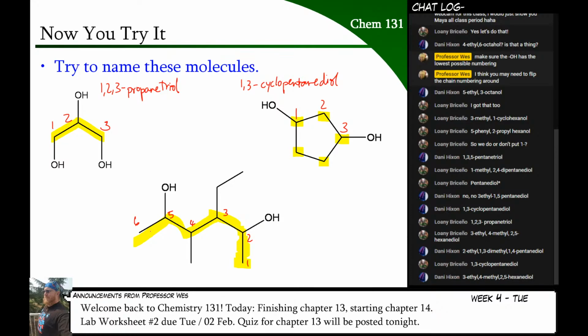It doesn't matter which direction I go. Both my OHs are going to be at 2 and 5. So I want ethyl to be the next one alphabetically. So this is the correct numbering method. So this would be 3 ethyl, 4 methyl, 2, 5 hexane diol. Sorry, my N's do not come out correct.